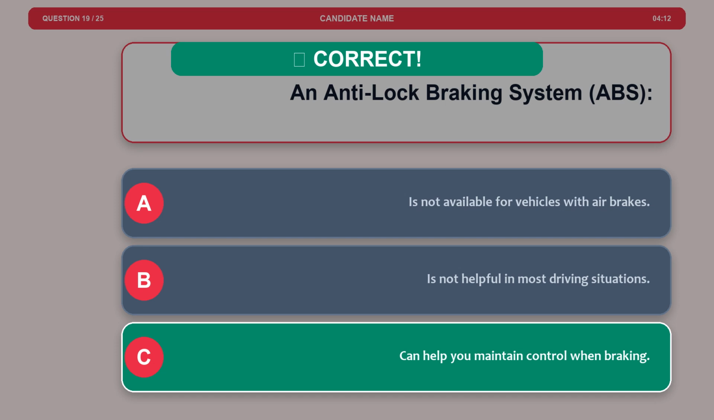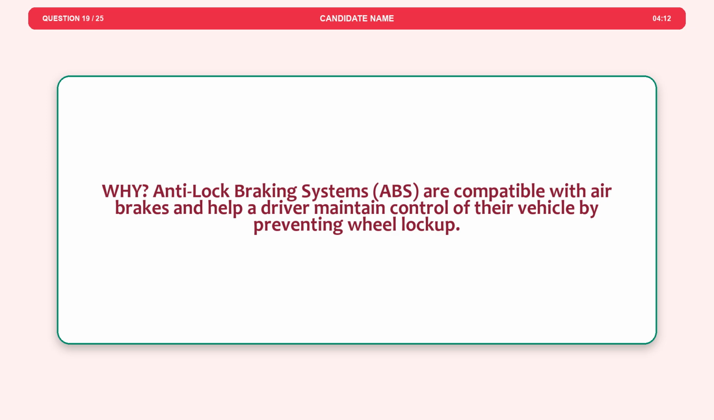The correct answer is option C. Can help you maintain control when braking. Explanation. Anti-lock braking systems, ABS, are compatible with air brakes and help a driver maintain control of their vehicle by preventing wheel lockup.